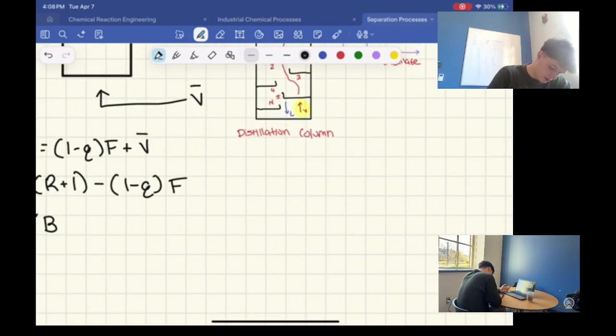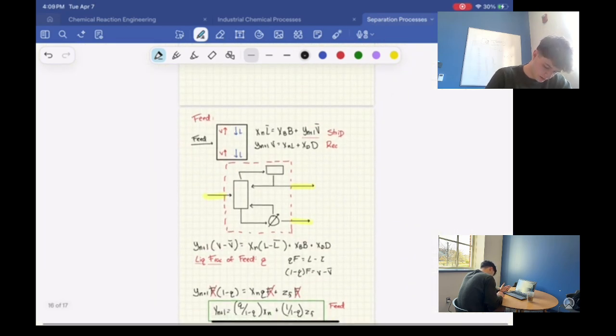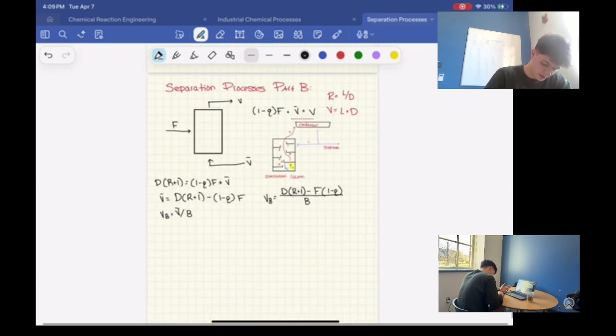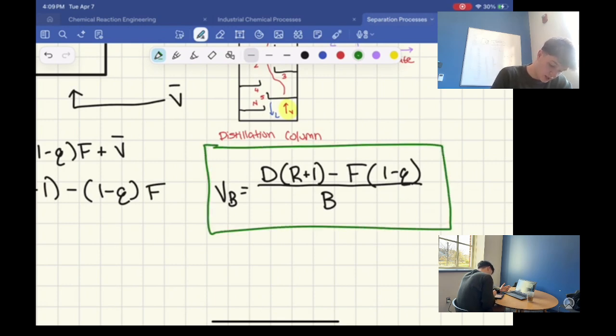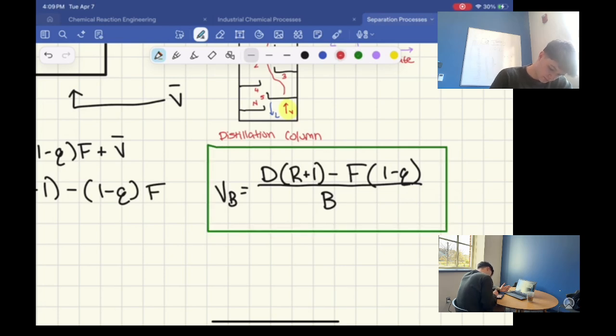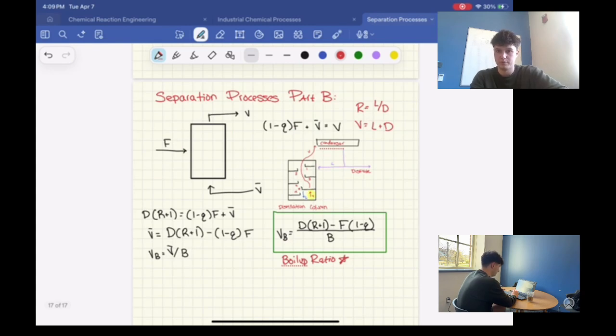And that is going to be VB, or boil up, is equal to our distillate times the reflux plus 1, subtracting our feed times 1 minus Q, all divided by our boil up ratio, or our boilant, sorry. And so this I will square off. This is our boil up ratio. So now we've completed that first portion of part one of part B.